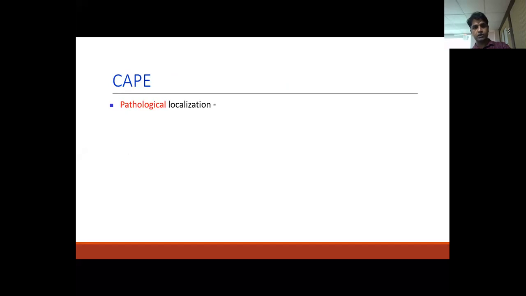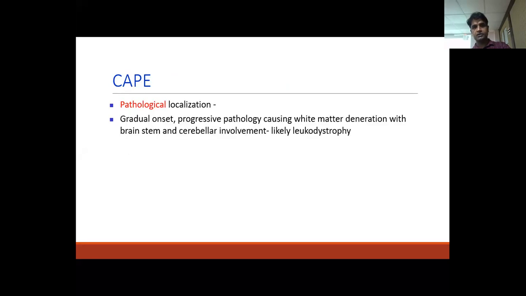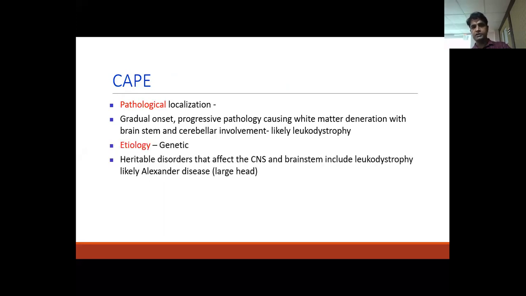Okay, so that is the anatomical localization. Next, P stands for pathology. In short, this is a gradual onset, progressive pathology causing white matter degeneration with brainstem and cerebellar involvement. So likely a sort of leukodystrophy. And etiology is genetic. Here we covered the findings. The child had a large head, so this was more suggestive of Alexander disease. That was one of the clues here.